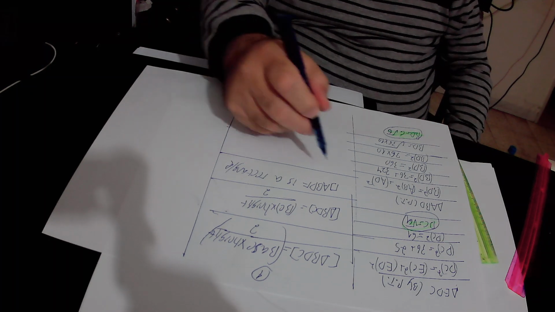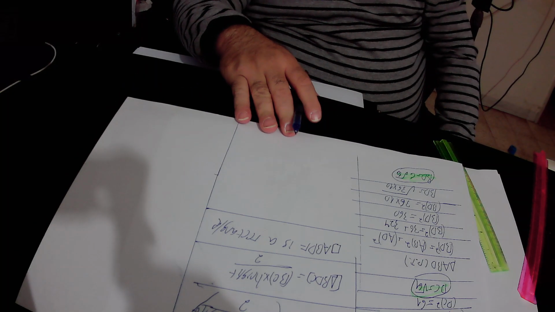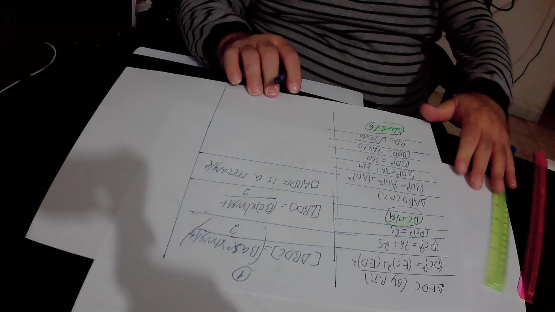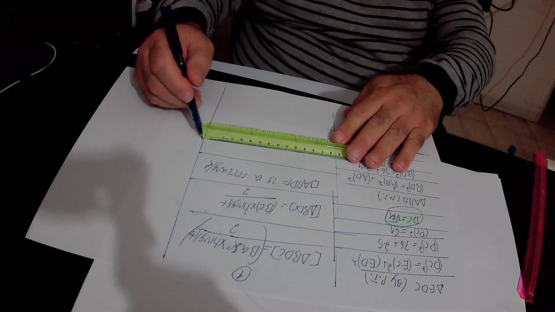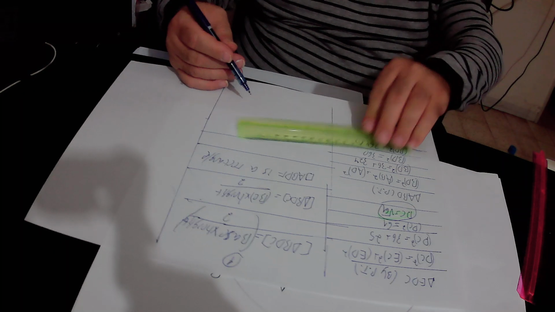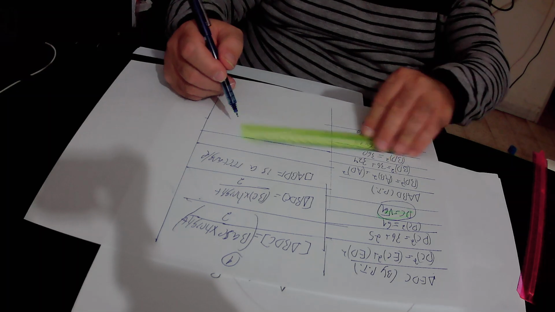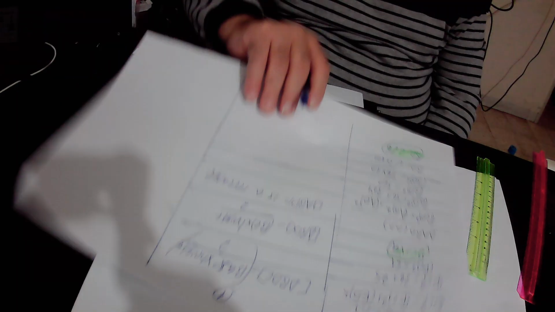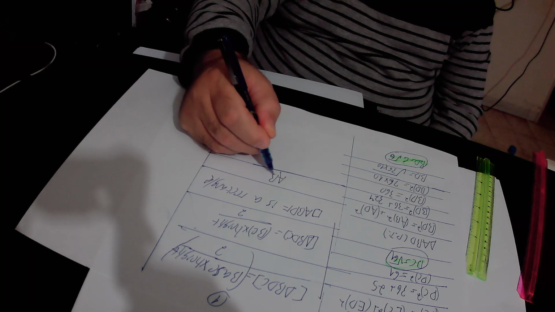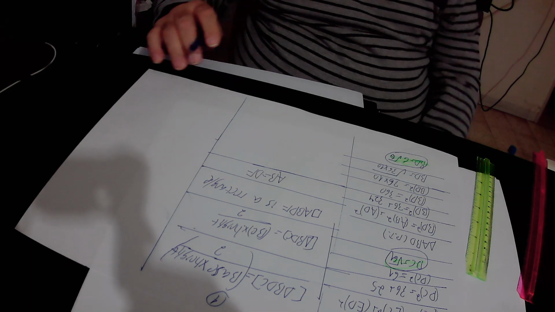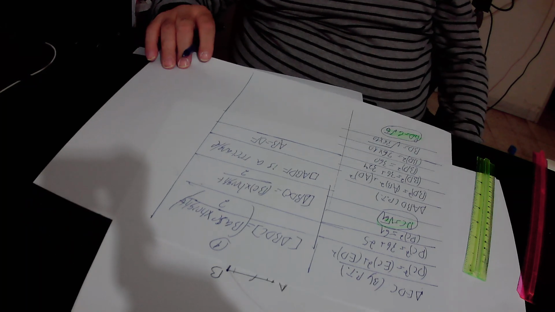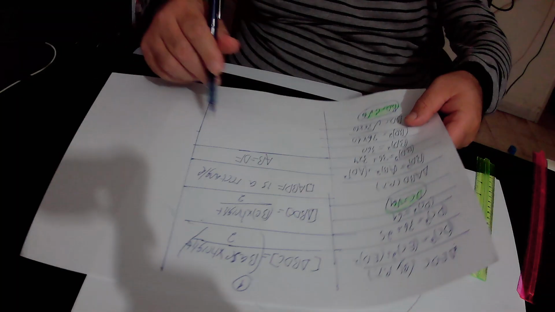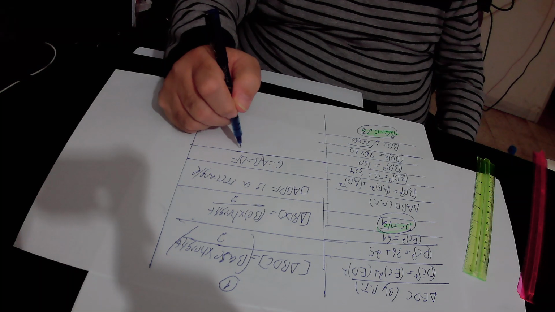But we also know that the opposite sides of rectangle ABDF must be equal to each other. That is to say, side AB equals side DF. AB equals DF. But it is also given in the question that AB equals 6 units. So we can write here that AB equals 6.